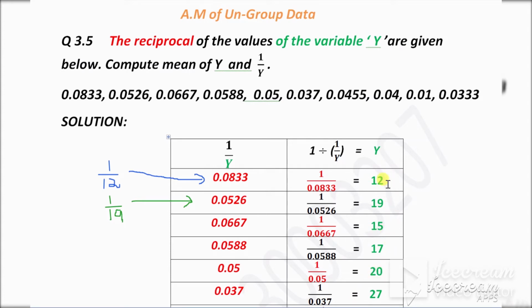Why do we need y? Because they ask to compute the mean of y. So first of all we have to find the mean. For finding the mean of y, first of all we have to find the value of y. So these are the values of y. Compute the mean of y, the mean of these green values, and the mean of 1 over y. 1 over y is this one, the red one. So find the mean of the green numbers and find the mean of this red number.